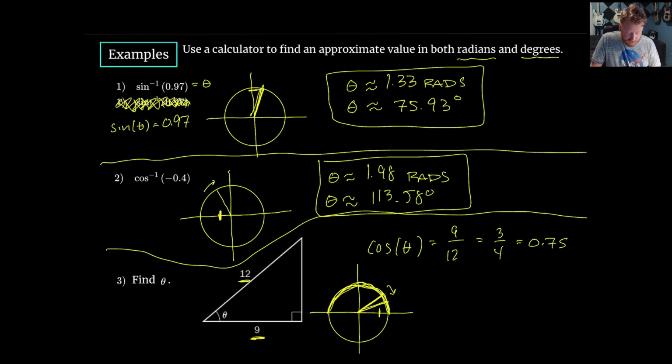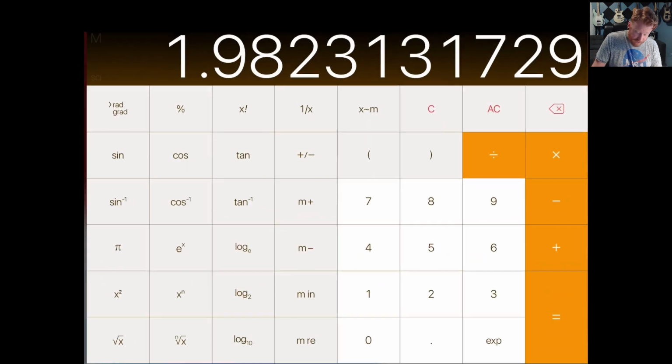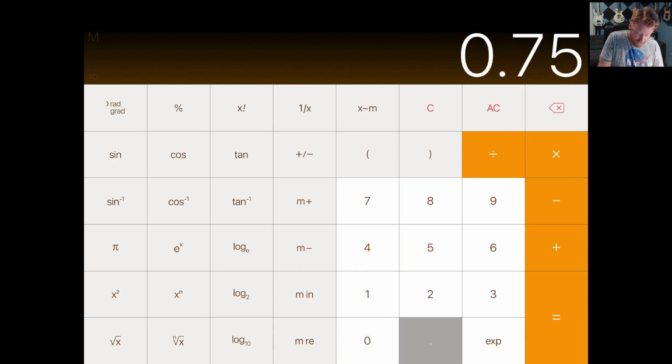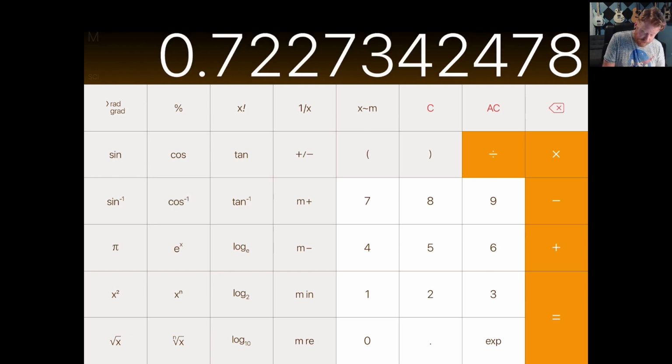So let's go see if our intuition is right. We'll go back to our calculator. We're in radians, so we'll start with radians here. We should get something a little bit less than pi over 4, although maybe we don't know that approximation off the top of our heads. What am I looking for here? I want 3 over 4, which is 0.75. So I'll type in 0.75 and take the cosine inverse here, and we get 0.72 radians. So we'll get that written off to the side here.